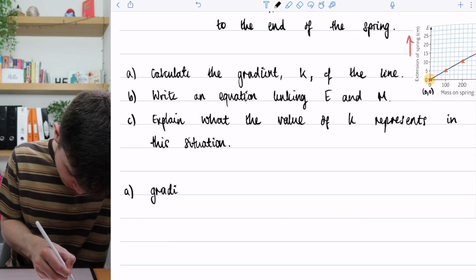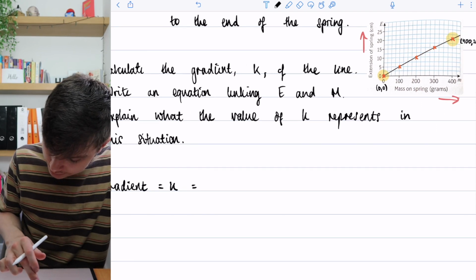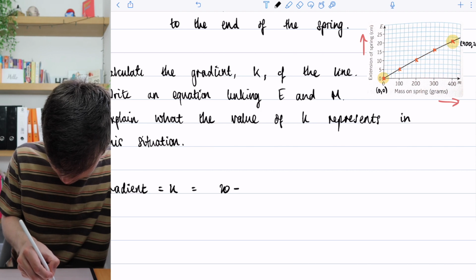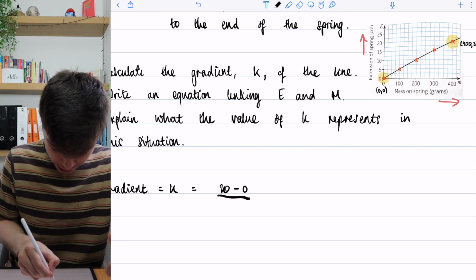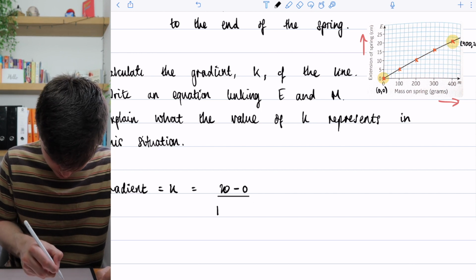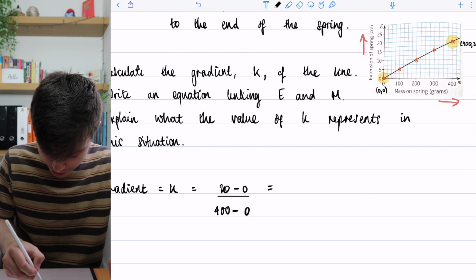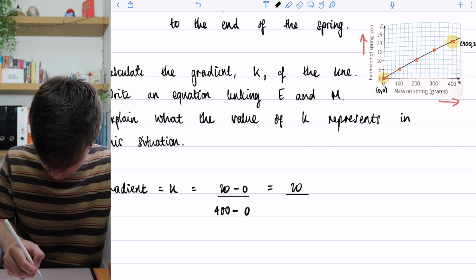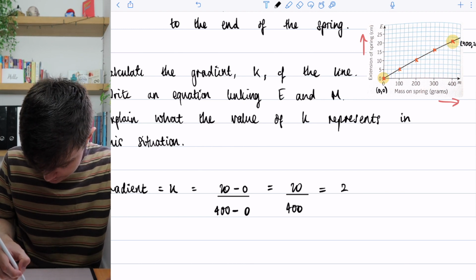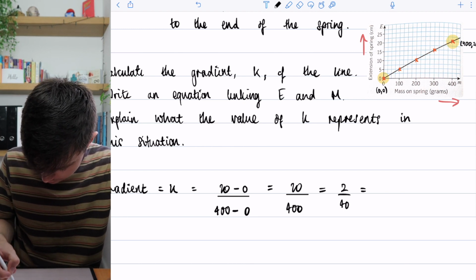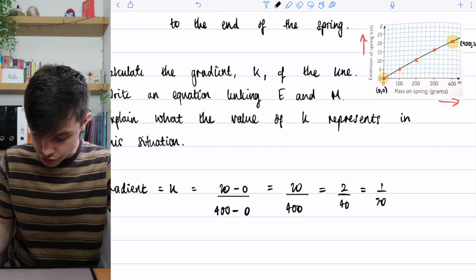Gradients is what I'm working out here, and we've called that k. The change in y we can clearly see is 20 minus 0, okay? And then we're going to divide that by the change in x, so divide by 400 minus 0. Don't need the negative zeros, so they will just disappear, making no difference. We can cancel down by 10 to give me 2 over 40, which will give me 1 over 20. So that's the gradient of the straight line.